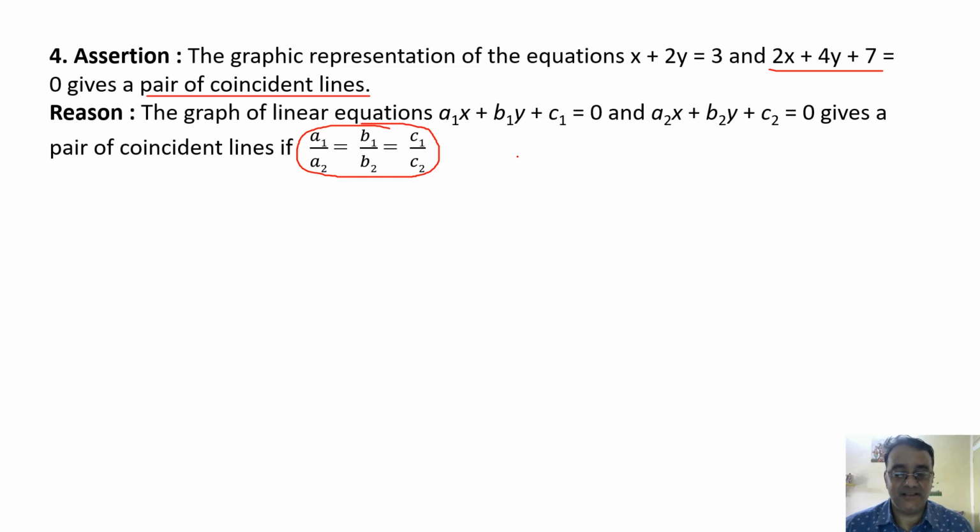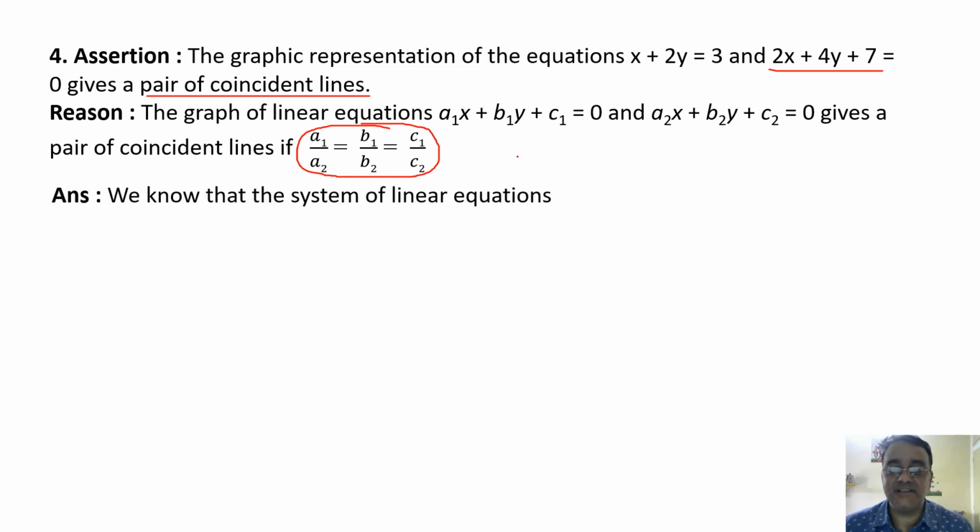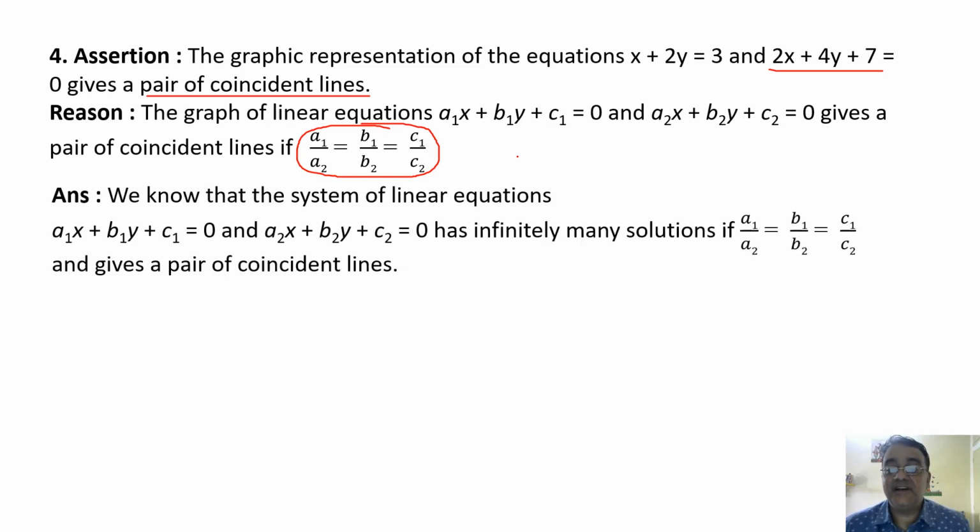Yes, sir. Yes, the reason is correct because we know that the system of linear equations has infinitely many solutions if all these ratios are equal, and it gives coincident lines. Now we have to check for the assertion whether it is true or not. अब यहाँ पे coincident line के लिए हम लोग को तीनों रेशियो चेक करना पड़ेगा. So the value of a1 is 1, b1 is 2, and c1 is -3, and a2 is 2, b2 is 4, and c2 is 7, right?